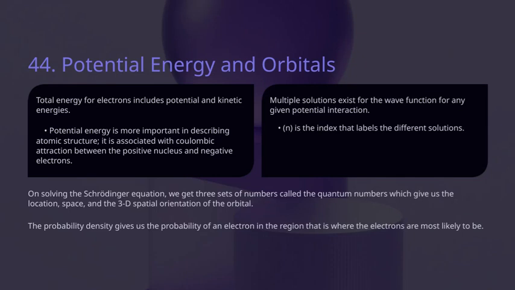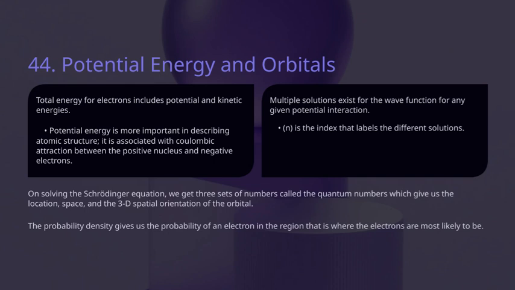This index is used to label the different solutions of the wave function. It's important to understand that for any given potential interaction, there are multiple solutions or solution sets that describe how the electron behaves. Moving on, the probability density is a crucial concept. It tells us the likelihood of finding an electron in a particular region around the nucleus. Essentially, it highlights where the electrons are most likely to be located, helping us visualize their probable positions.